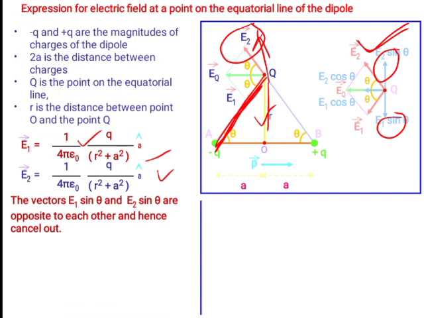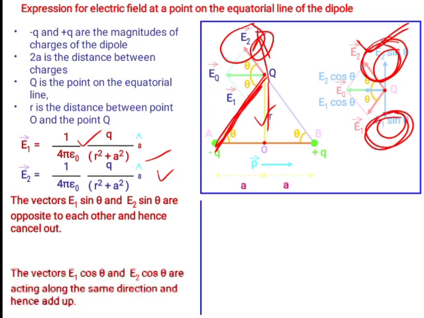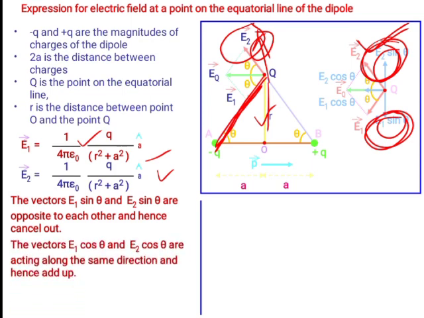The vectors E1 sin theta and E2 sin theta are opposite to each other and hence cancel out. The vectors E1 cos theta and E2 cos theta are acting along the same direction, and hence add up. Both are in the same direction. That is the reason we have to add them.